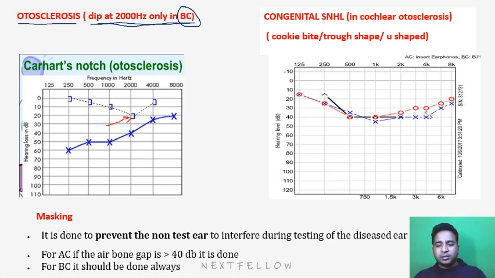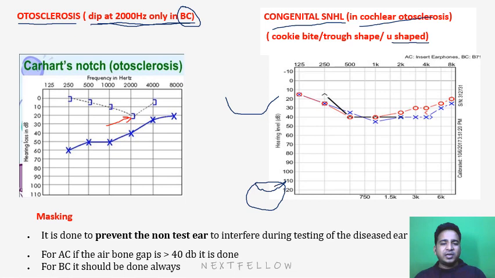Now the last one is congenital sensorineural hearing loss, which is also seen in cochlear otosclerosis. Here what we get is a U-shaped graph. You can see this is like this. Okay, so this is somewhat like a U-shaped graph, also known as a straw shape or a cookie bite. How will a cookie bite look? Suppose this is my round cookie. Whenever we bite it like this, this half part is gone. So this graph is like a cookie bite. This graph is typical of congenital sensorineural hearing loss or cochlear otosclerosis.